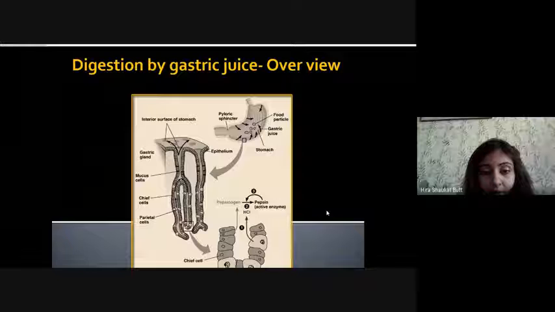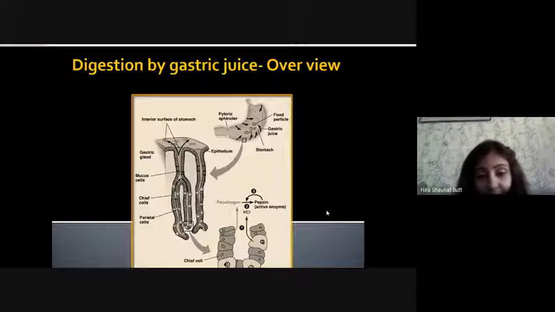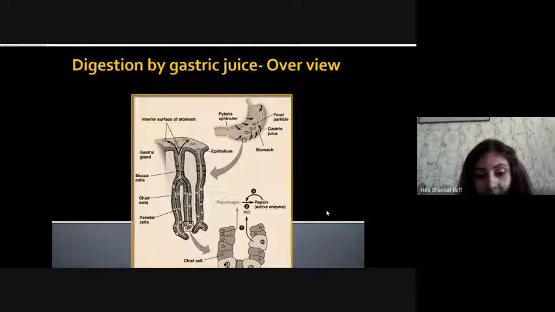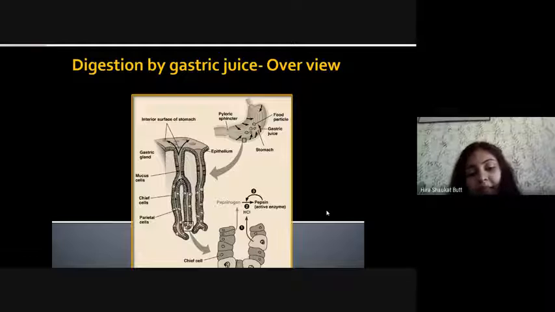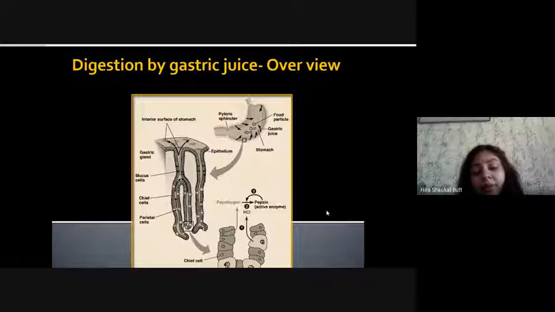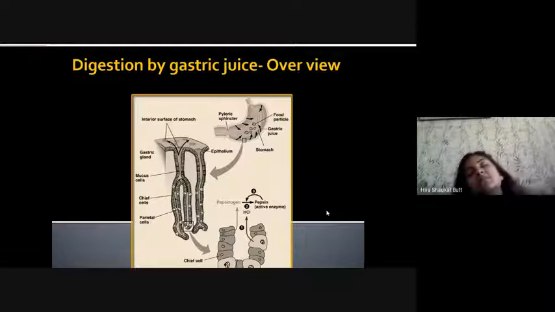So this is the lining of the stomach, and the cells of the oil glands are present in the stomach. Three types of cells are present in the stomach: parietal cells, chief cells, and mucus cells. And these are the places where the actions are performed by the proteolytic enzymes, and this is the site of release of the cells or the glands.